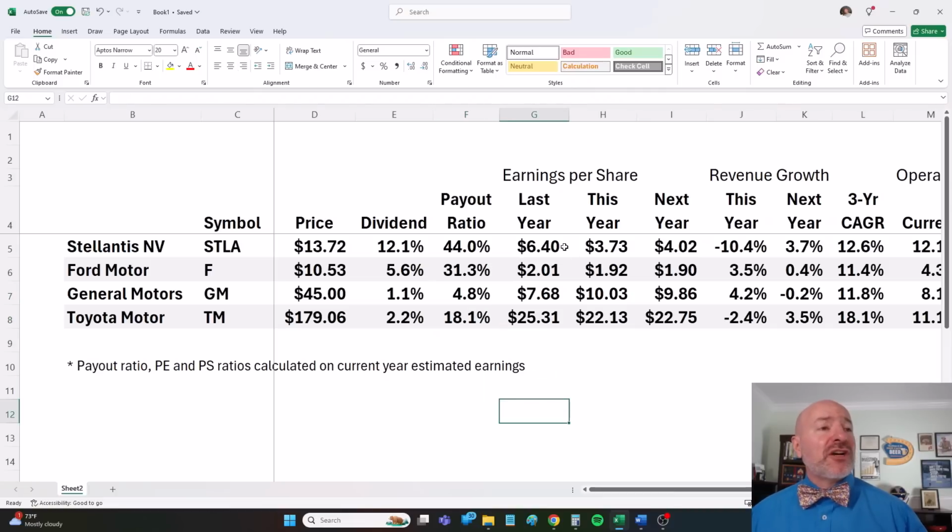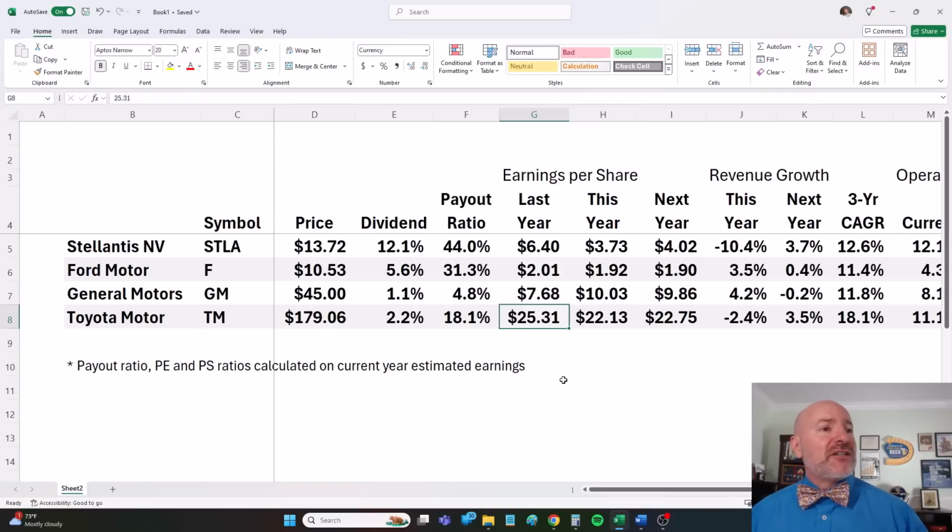Looking at the earnings per share, this is huge. This $6.40 last year for Stellantis is down to $3.73 this year. That would definitely be something we would want to investigate and research further. Why is Stellantis seeing so much lower earnings, especially compared to some of the others? Because some of the others don't look too bad. General Motors is actually expected to increase its earnings from $7.68 to $10 a share. Toyota and Ford are expected to see slight drops.